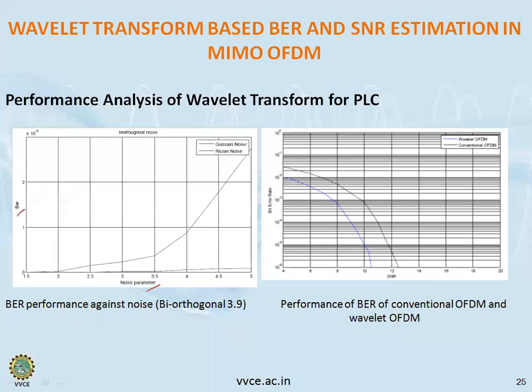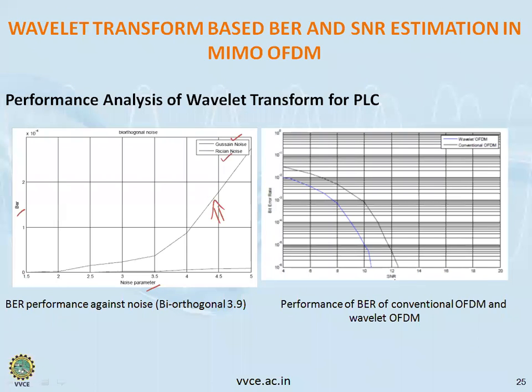So I'm considering both types of noise signals: the Gaussian noise, which is one of the most common noises, and the Rician noise. Rician noise is the critical noise. From this we can observe that whenever the noise parameter is increasing, the corresponding bit error rate is increasing. And you can see here, it will be in the range of 10 to the power minus 4. That means the bit error rate is increasing in a negative exponential. So therefore, it's a very good sign.